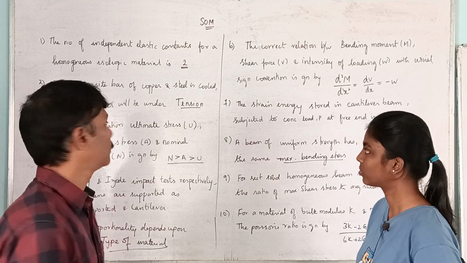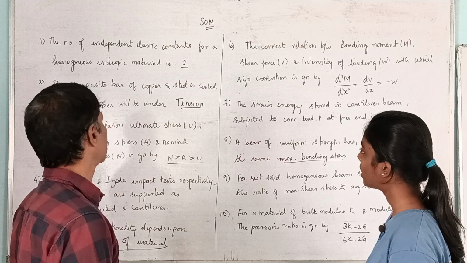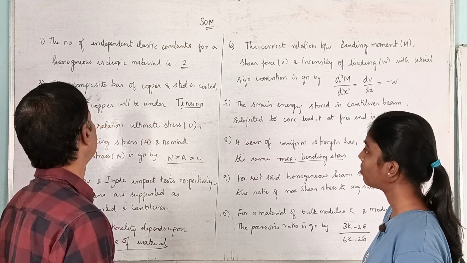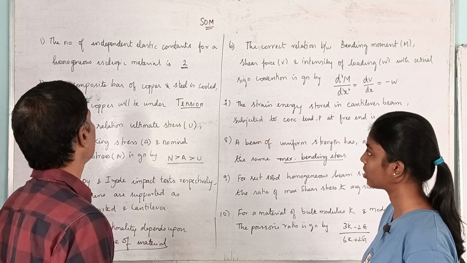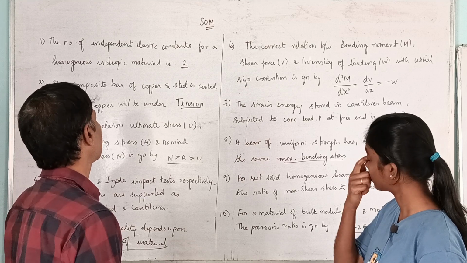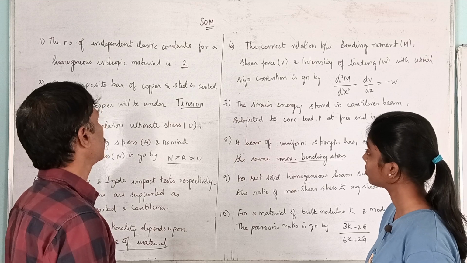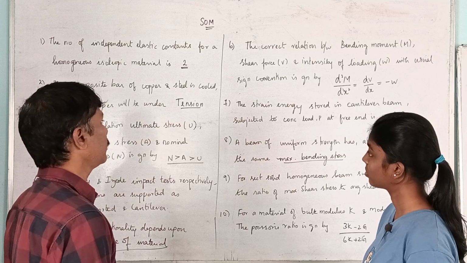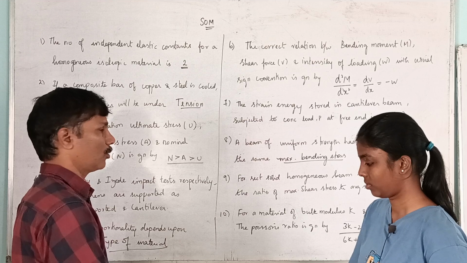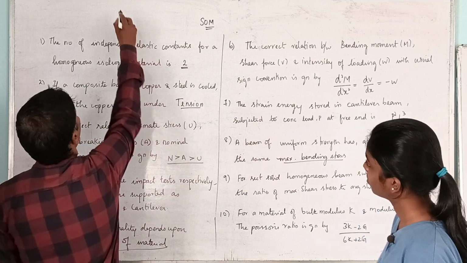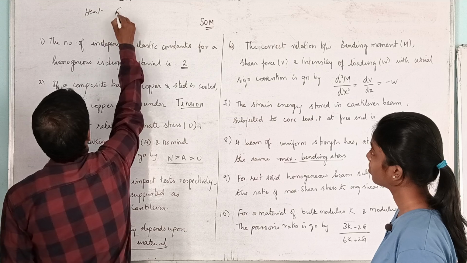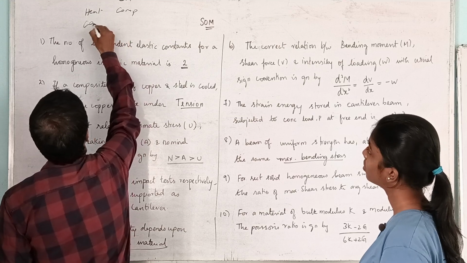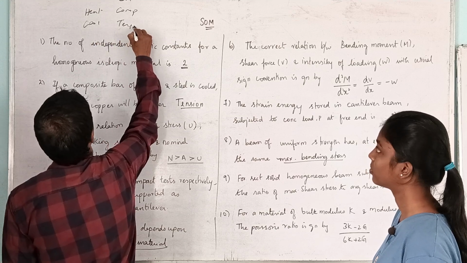If a composite bar of copper and steel is cooled, then the copper will be under tension. When the composite bar is cooled, copper is in tension and steel is in compression. When the bar is heated, copper is in compression.